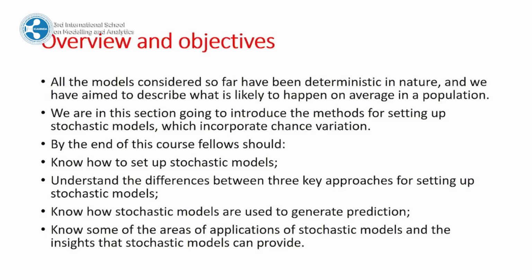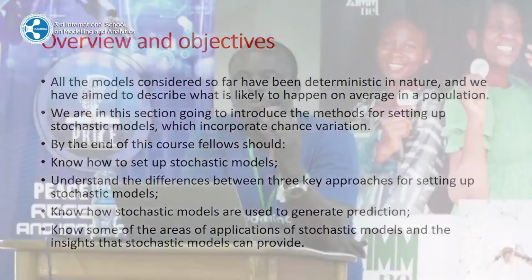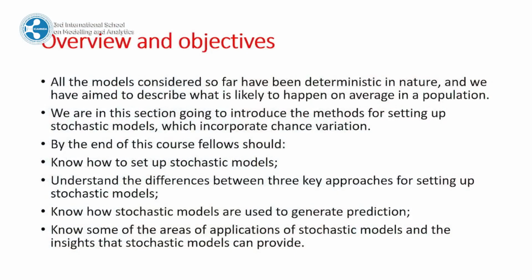Now, like I said, all the models considered so far have been deterministic in nature. We have aimed to describe what is likely to happen on average in the population. So our aim for the past week has been, on average, looking at the mean, a deterministic look at the mean or the average of what is going on in a particular population, leaving out the aspect of the variance. But in this lecture, we'll be looking at both mean and variance.